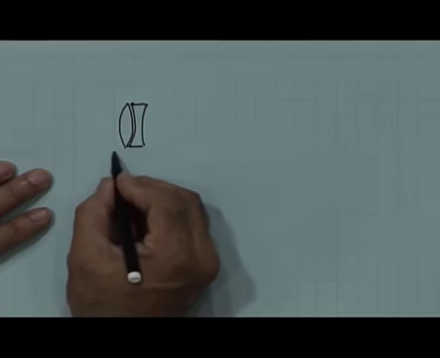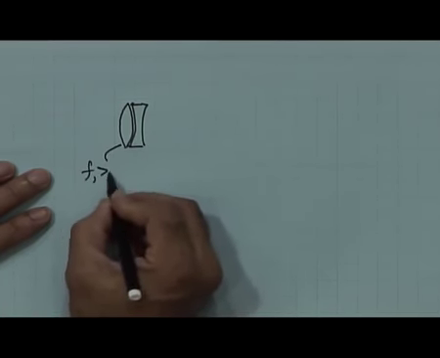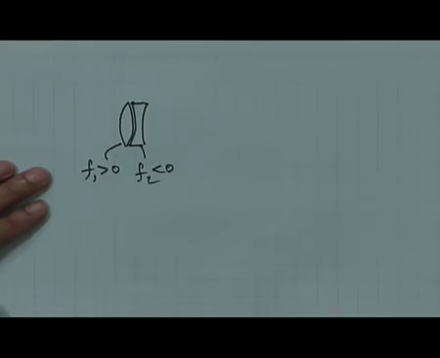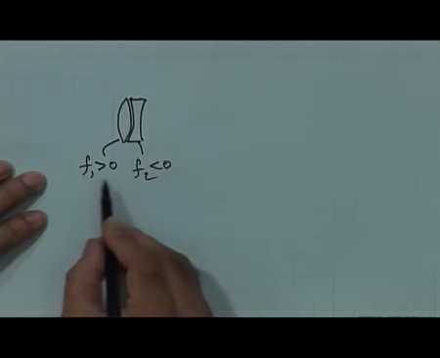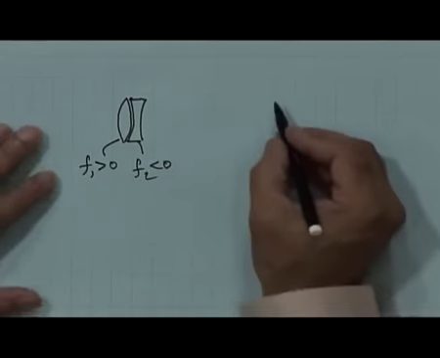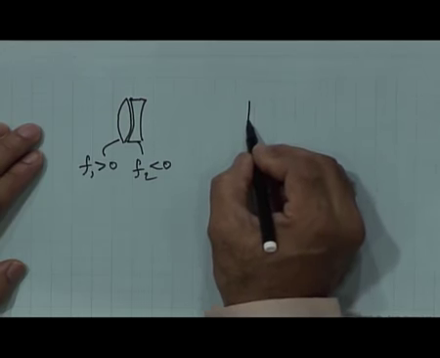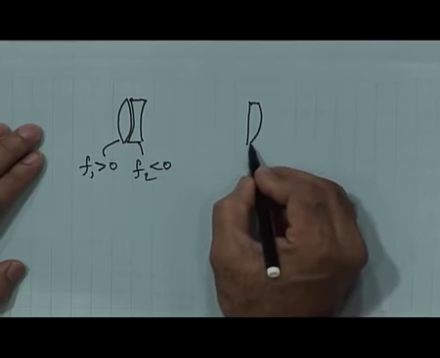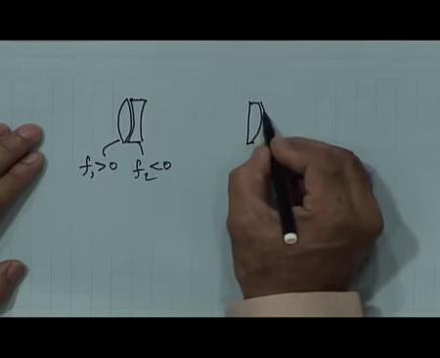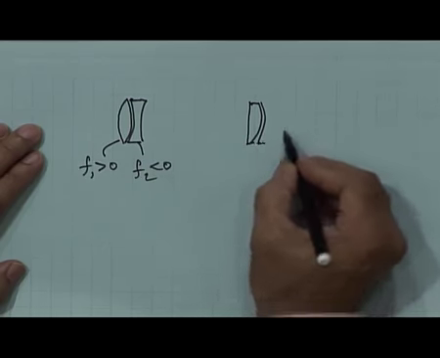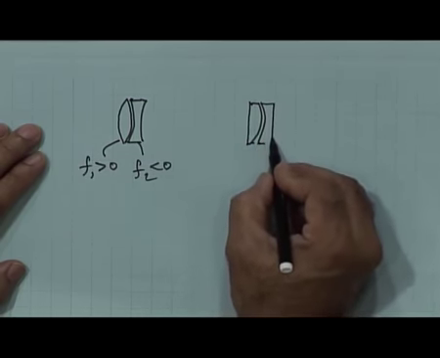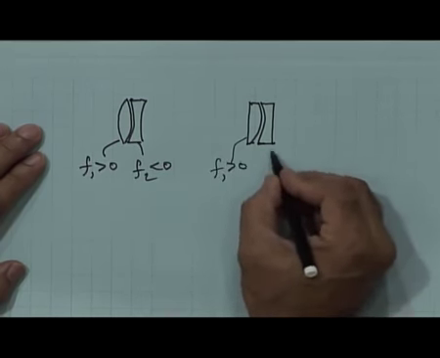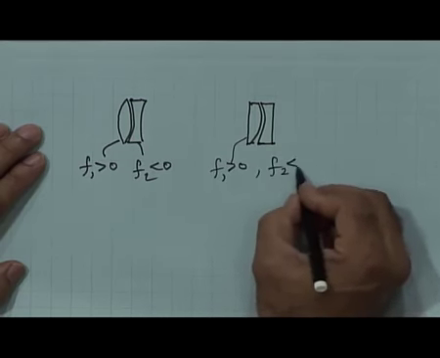So F1 is greater than 0, but F2 of this lens is less than 0. What about the combination? It will depend obviously on the values of F1 and F2, as we will see. In some cases we have a plano-convex lens, so on one side it is plane, on the other side it is convex, and we may have a plano-concave lens. So like this. In this case F1 is greater than 0 again, and F2 is less than 0.